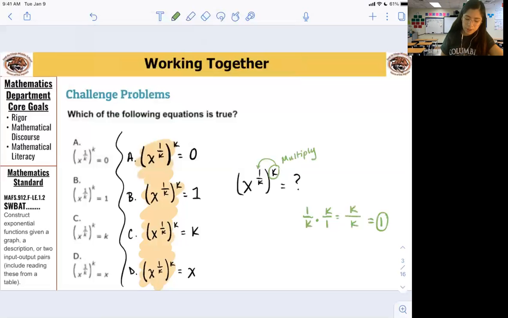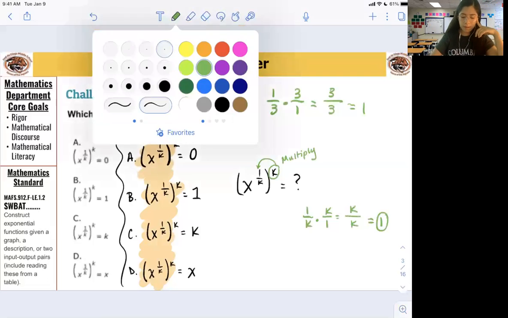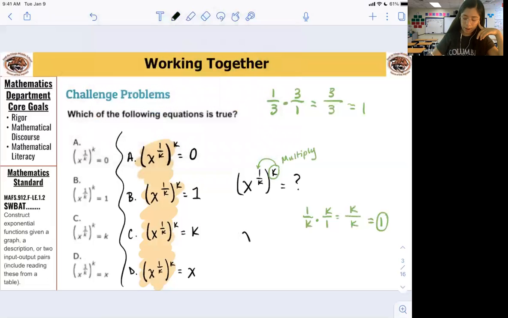That was the kind of trick you had to figure out. Because let's think about it like with any other number. Let's say you had 1 over 3 times 3 over 1. 1 times 3 is 3. 3 times 1 is 3. And 3 over 3 is 1. So if you think about it with any other number, you're going to notice that the answer is 1. So my exponent is 1. So if I have x to the power of 1, that simplifies to just x. So that's answer choice D.